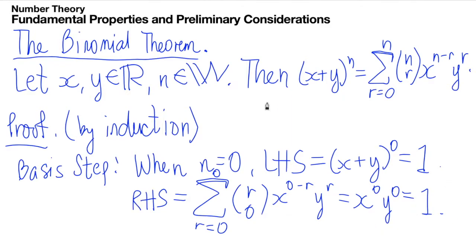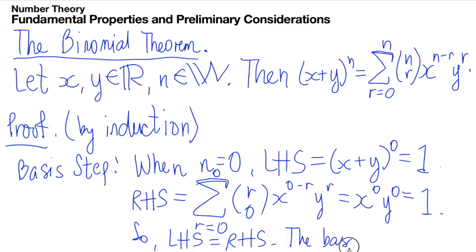If you want, we can put that in a statement. So clearly our left hand side is equal to our right hand side, and we can say that the basis step holds. Okay, so that's for the basis step. We have just proven the statement for the first case, n sub 0.